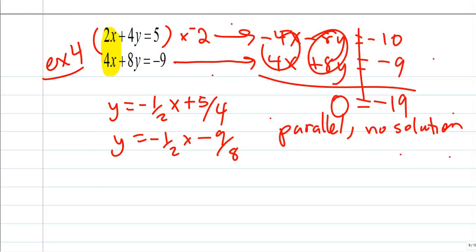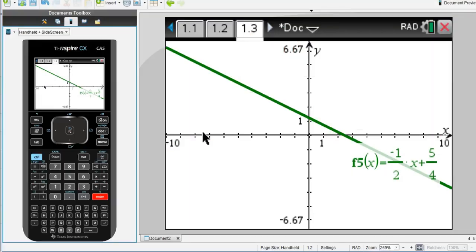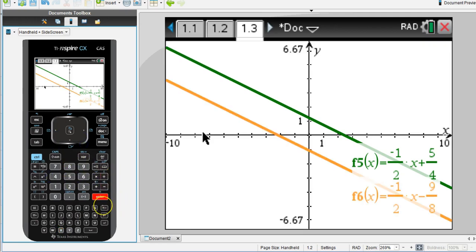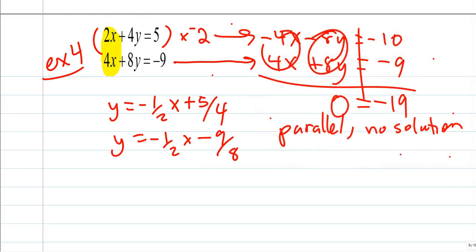And negative 1 half x minus 9 eighths. Negative 1 half x minus 9 eighths. When are these lines going to cross? They never get any closer, any further apart. They have no solution because they are parallel lines.